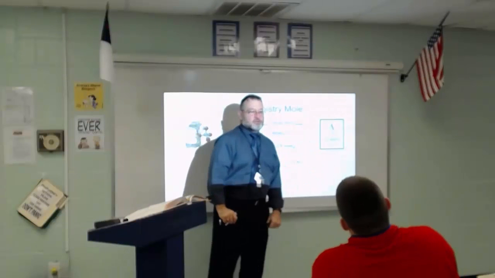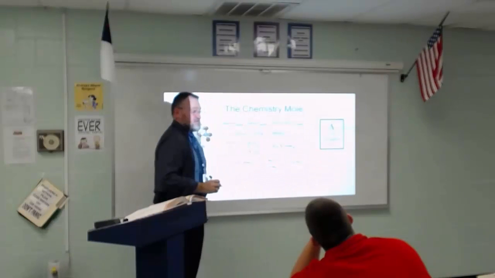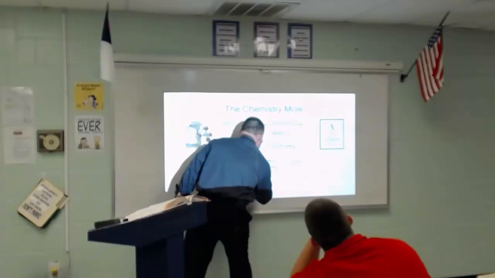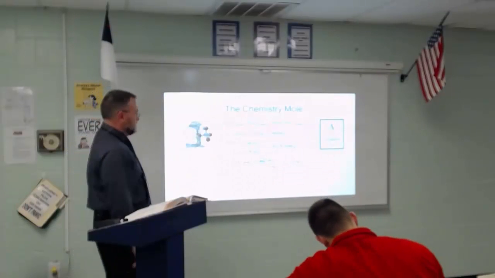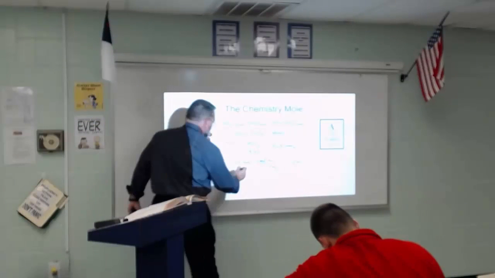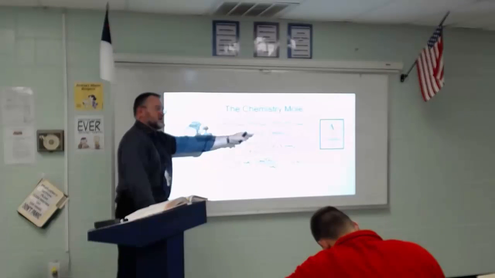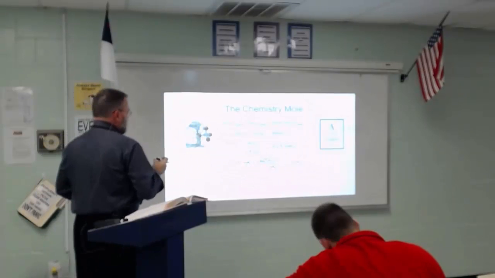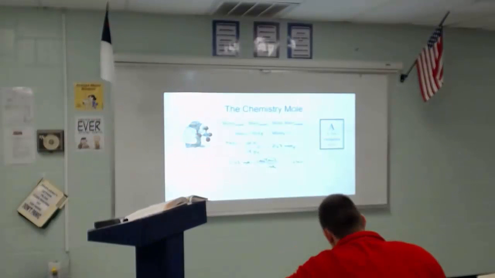Avogadro's number. Because I know with Avogadro's number that 1 mole of those atoms is equal to 6.02 times 10 to the 23rd of those atoms. Okay? Moles cancels moles, and I'm left with atoms. So my units are right. Then we would do the math. 2.63 times 6.02 times 10 to the 23rd.